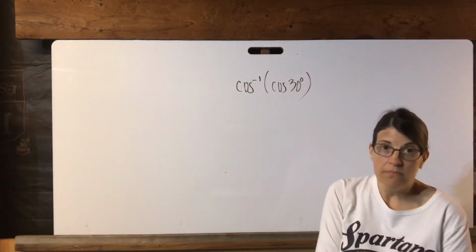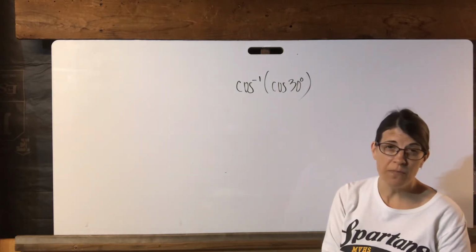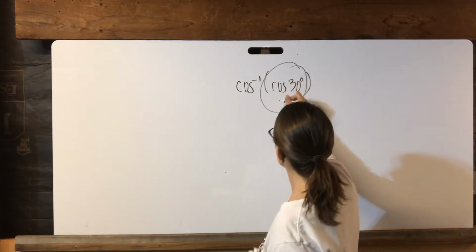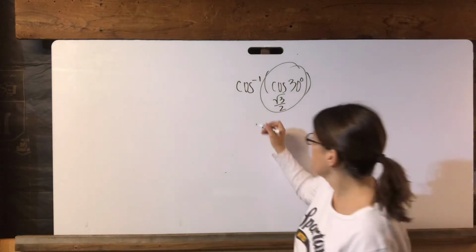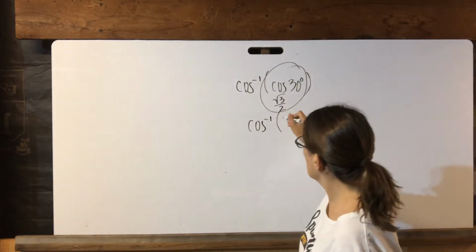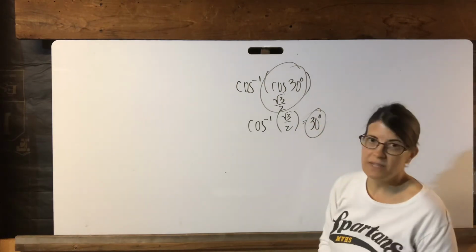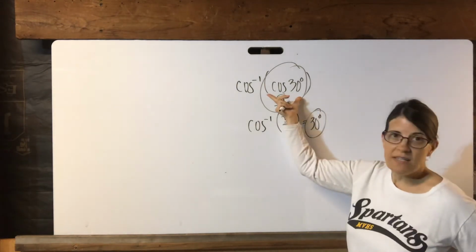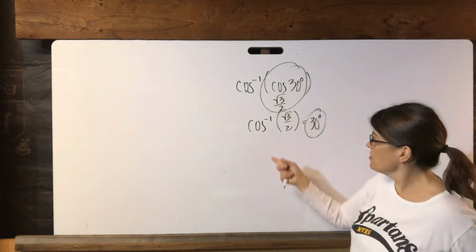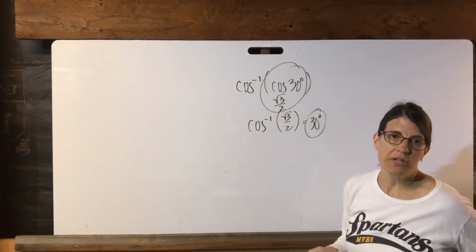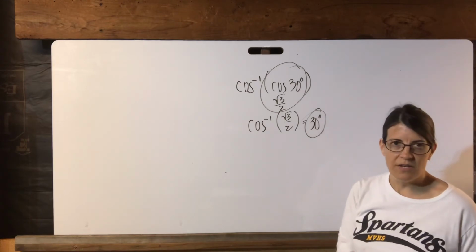Inverse cosine of the cosine of 30 degrees. The cosine of 30 degrees, I believe, is root 3 over 2. Now I want to find the inverse cosine of root 3 over 2, which is just 30 degrees. I worked inside. I found the cosine of 30 degrees was root 3 over 2. And then I did the inverse cosine of root 3 over 2. Well, that's just 30 degrees. They're inverse operations.